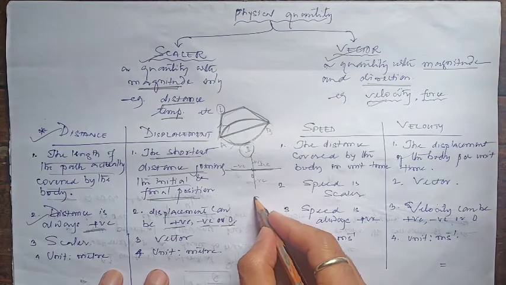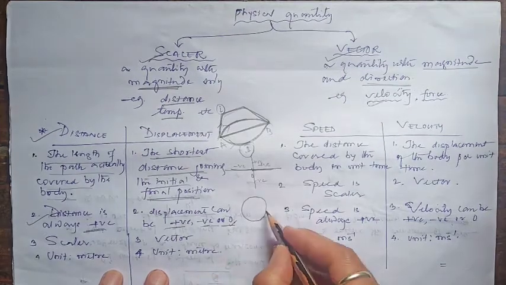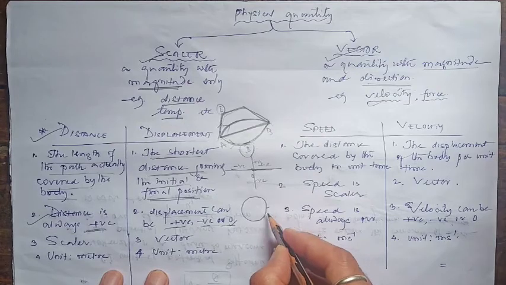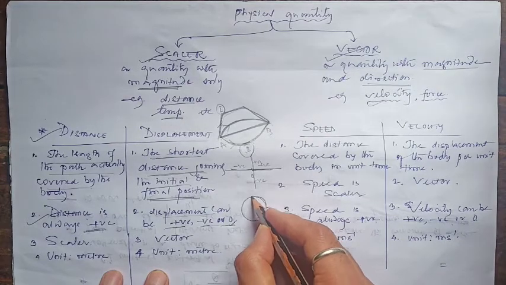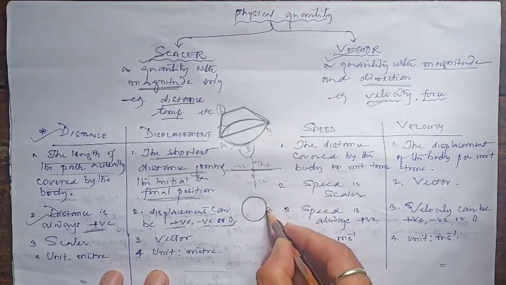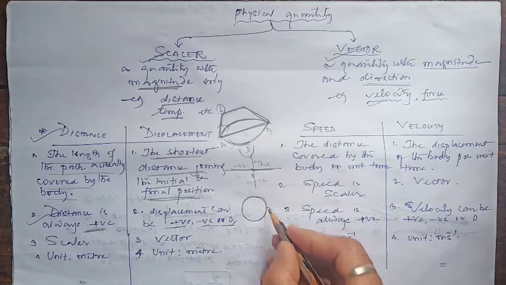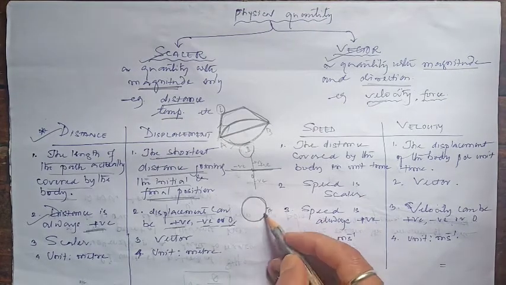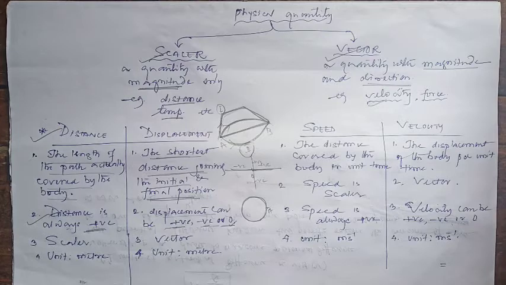Now take one more example. Say suppose we have a circular field. Let's say suppose a person starts from point A, makes one complete round of the circular path and reaches point A. That means this person has covered a distance equal to the circumference of this circular path. But because the person has started from point A and has reached point A, the change in position is 0. That's why his displacement will be 0.